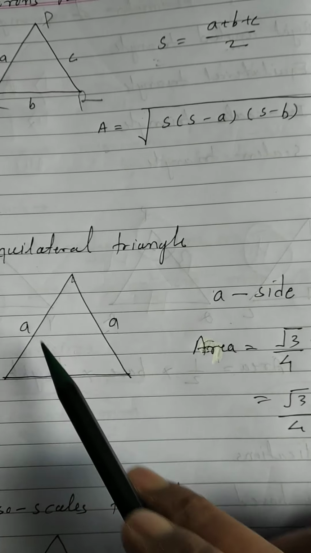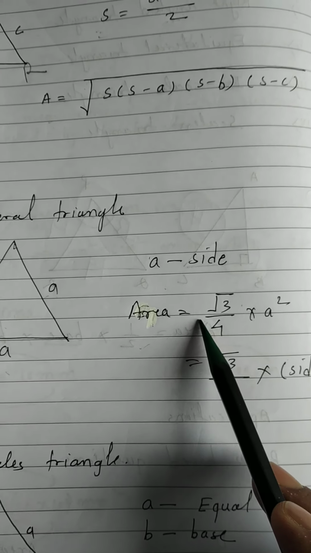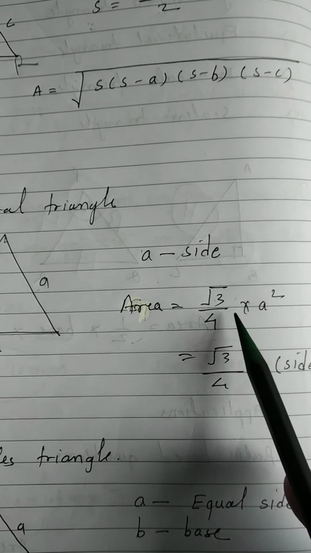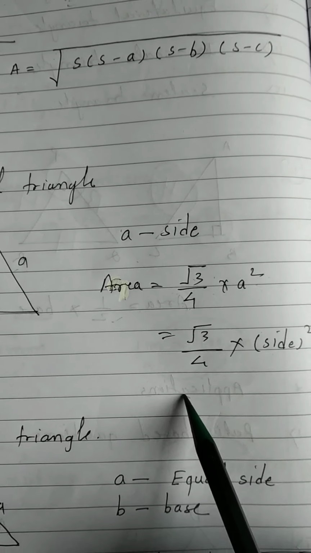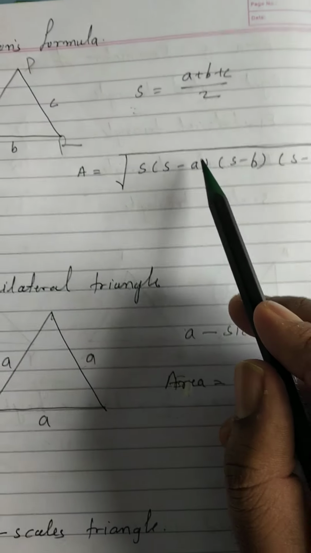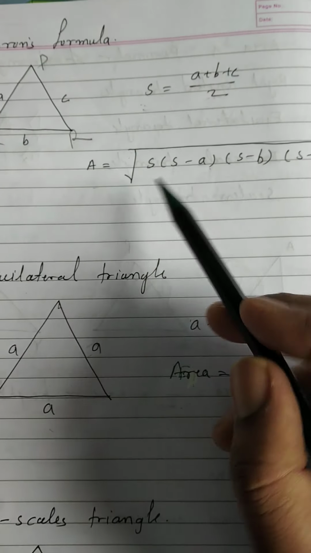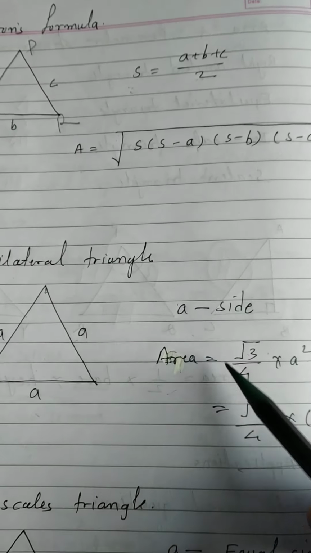Here A will be what? Side. So how to calculate the area of that type of triangle? It's root 3 upon 4 into A square, where A is what? Side. So it's side square. Now from where is this obtained? It is obtained from Heron's formula only. Okay? If the derivation is given in your textbook, you can just go through that.